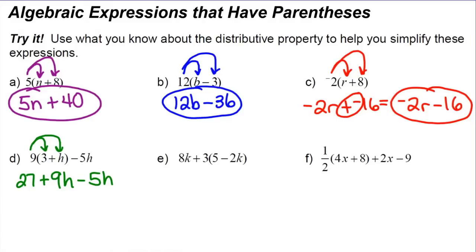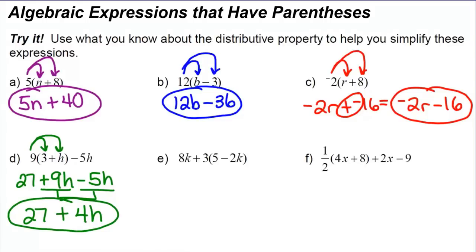Now that the parentheses are gone, I can actually combine my like terms, which are these two terms, the positive 9h minus 5h. So I have 27 plus 4h, because that ended up being a positive 4h. And these are not like terms, so that is in simplest form.